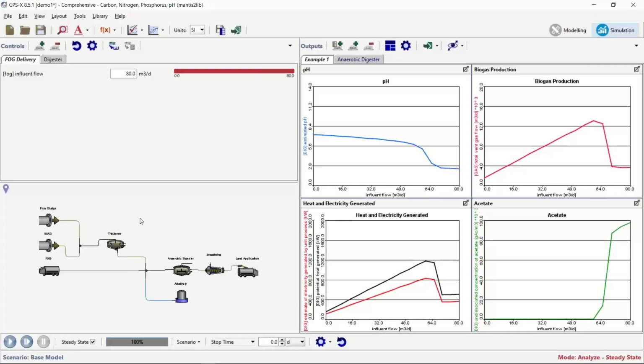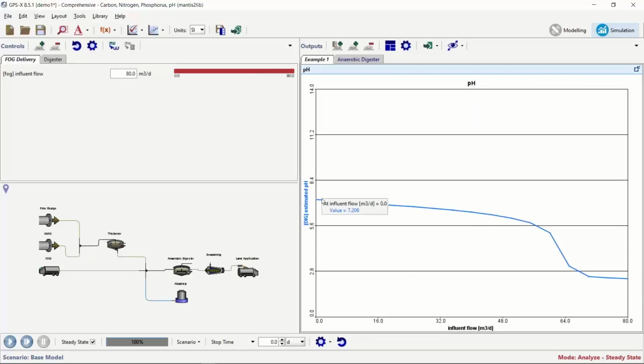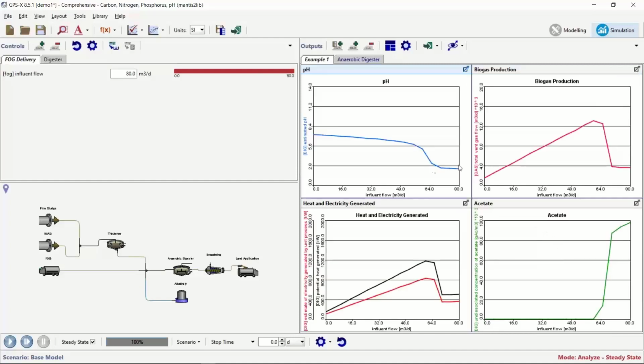Okay, just to explain what we're looking at here, in these 4 graphs, the x-axis down here is the amount of fog being added at steady state, in meters cubed per day. So let's take a look at the pH first. We can see it starts up here around 7, where it was when we were playing with it earlier. And the more fog that we add, of course, it's bringing in that readily biodegradable substrate, which is going to be fermented, which is going to become acid, and therefore it's going to drive the pH down. We can see that happens at around 60 meters cubed per day. Roughly, it starts to fall off the table.